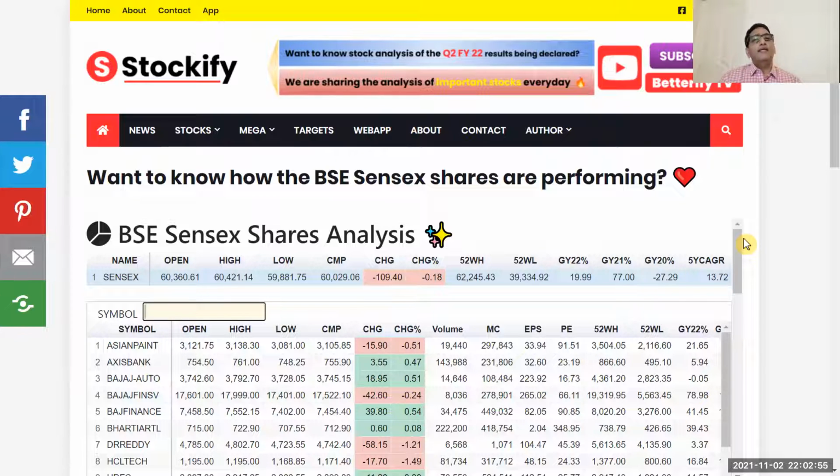Any individual investor can analyze this report and then identify the best of the stocks, the best of the value stocks for long-term investment purposes.